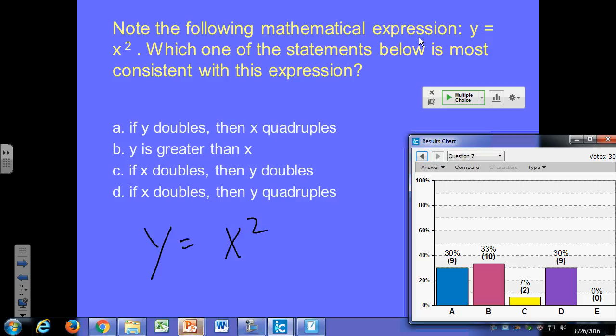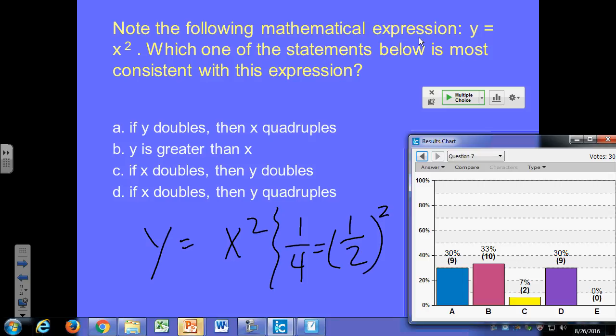So, like if x is 2, y is what? 4. If x is 4, y is... if x is a half, y is... if x is a half squared, that's equal to 1 over what? 4. What's bigger, a half or a fourth? A half. So y doesn't have to be bigger than x. In fact, if x is less than 1, y is going to be smaller than x.